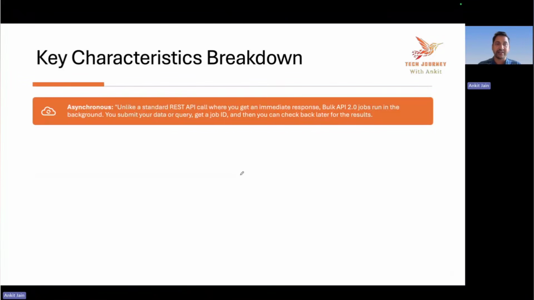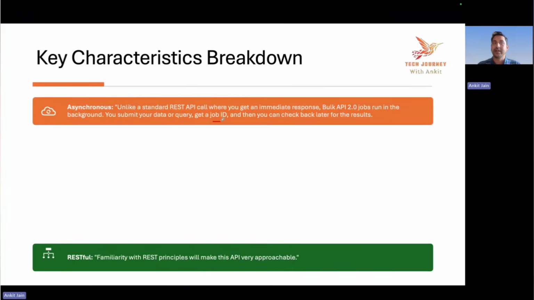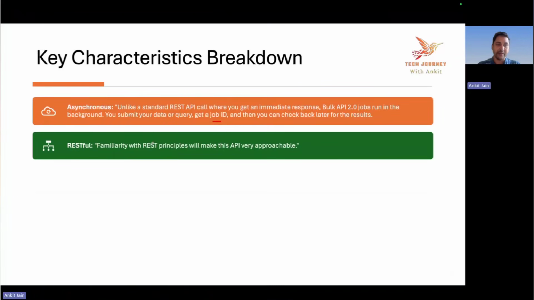Now, what are the key characteristics of the Bulk API? The first one, which we already discussed, is that it's asynchronous. Unlike your REST API, which is synchronous and provides an immediate response, Bulk API runs in the background. Once you submit your request, it will return you a job ID. We'll talk more about this job ID down the line, but with the help of this job ID, you can come back and check the response. The second thing is that it is RESTful. RESTful means it is based on the REST principles, which makes this particular API more approachable. REST is an architectural style, with a few principles like statelessness.